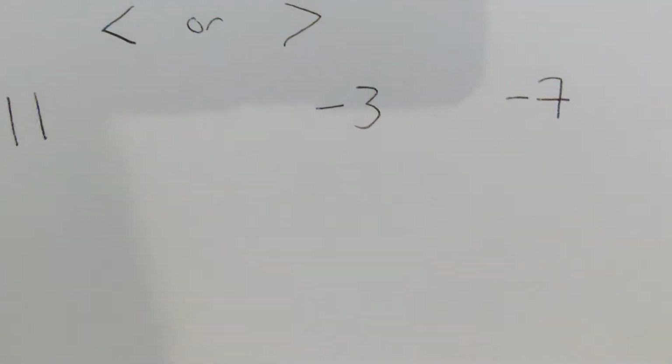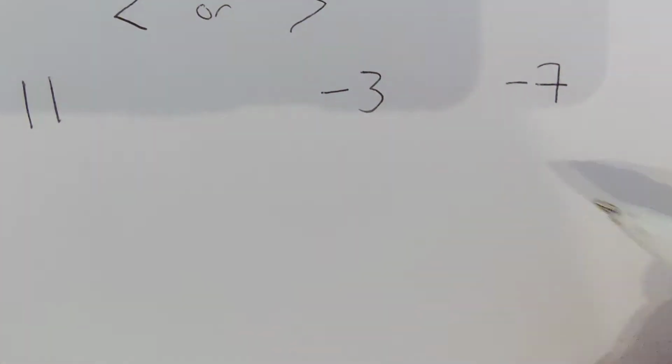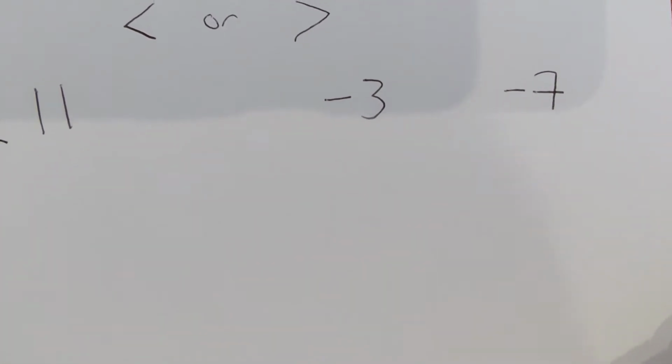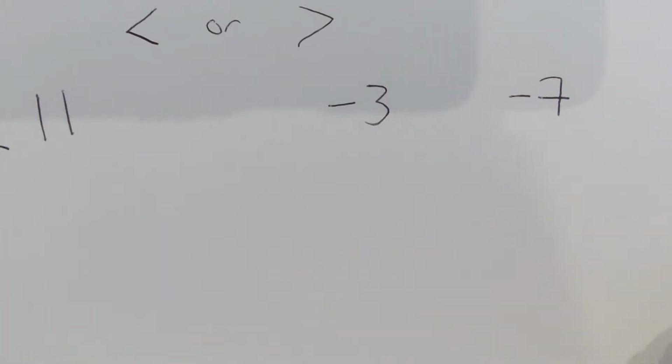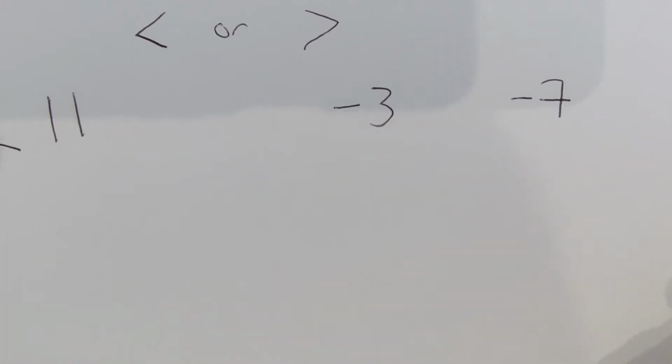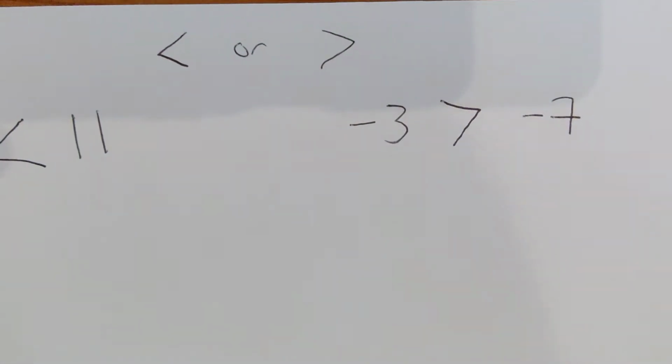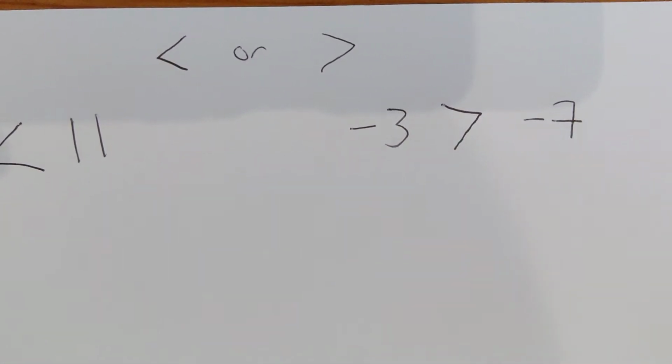Okay, sometimes you see it with negative numbers, -3 and -7. So again, the crocodile's going to eat the bigger thing, the thing that's worth more, and -3 is worth more than -7. It's further along the number line, so the crocodile that goes there belongs like that.